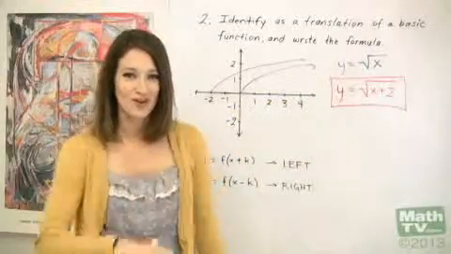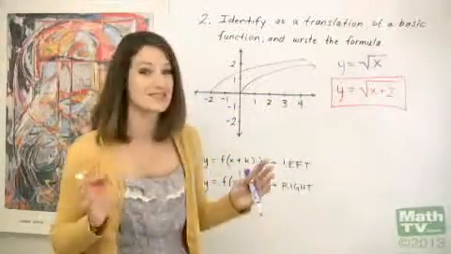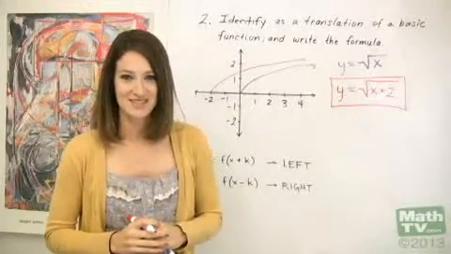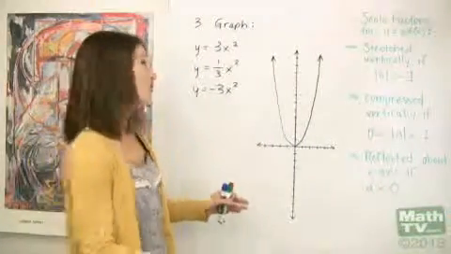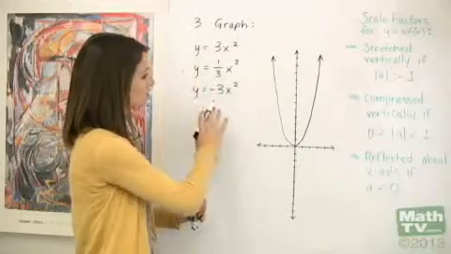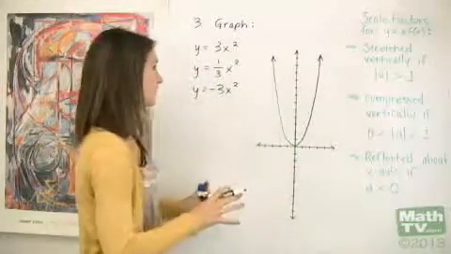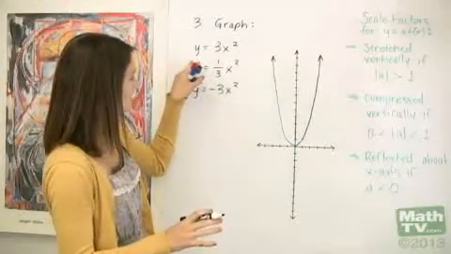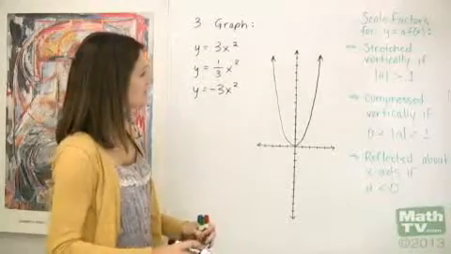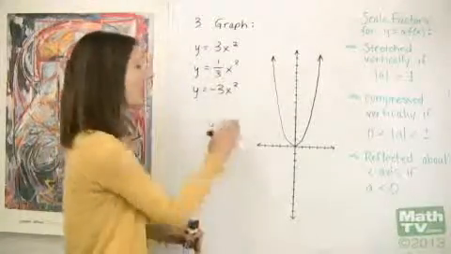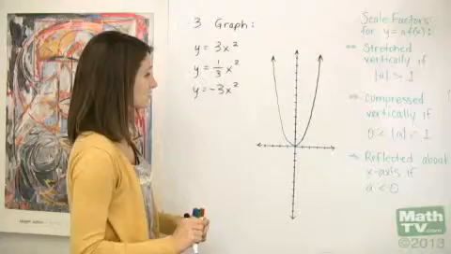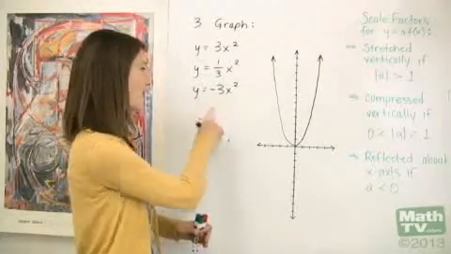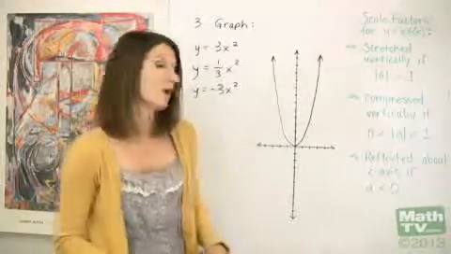So let's move on, and we're going to try some transformations where we scale the size of our graphs. For a final problem, we're asked to graph these functions on the same coordinate plane. The functions here are y equals 3 times x squared, y equals 1/3 of x squared, and the final one is y equals negative 3x squared.